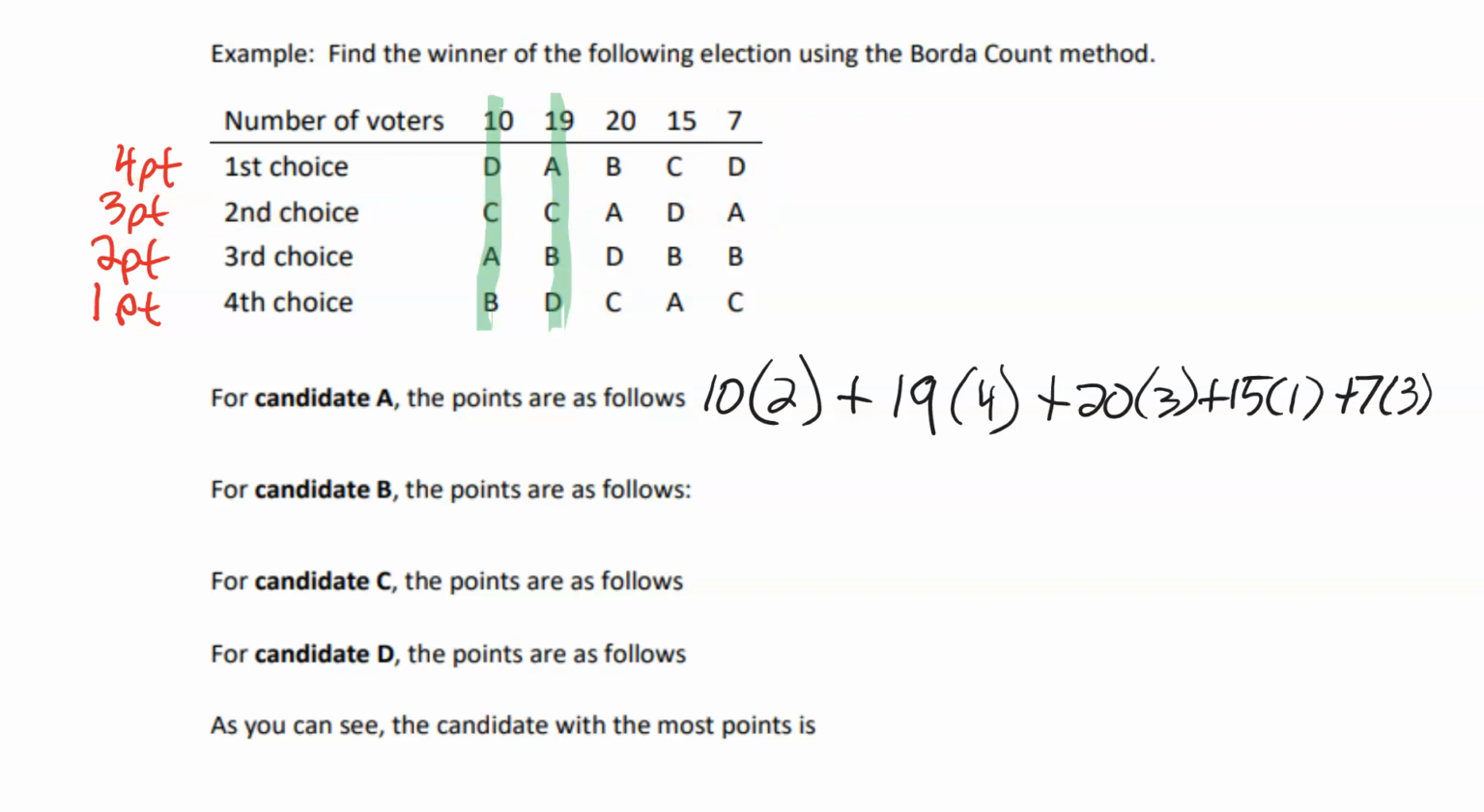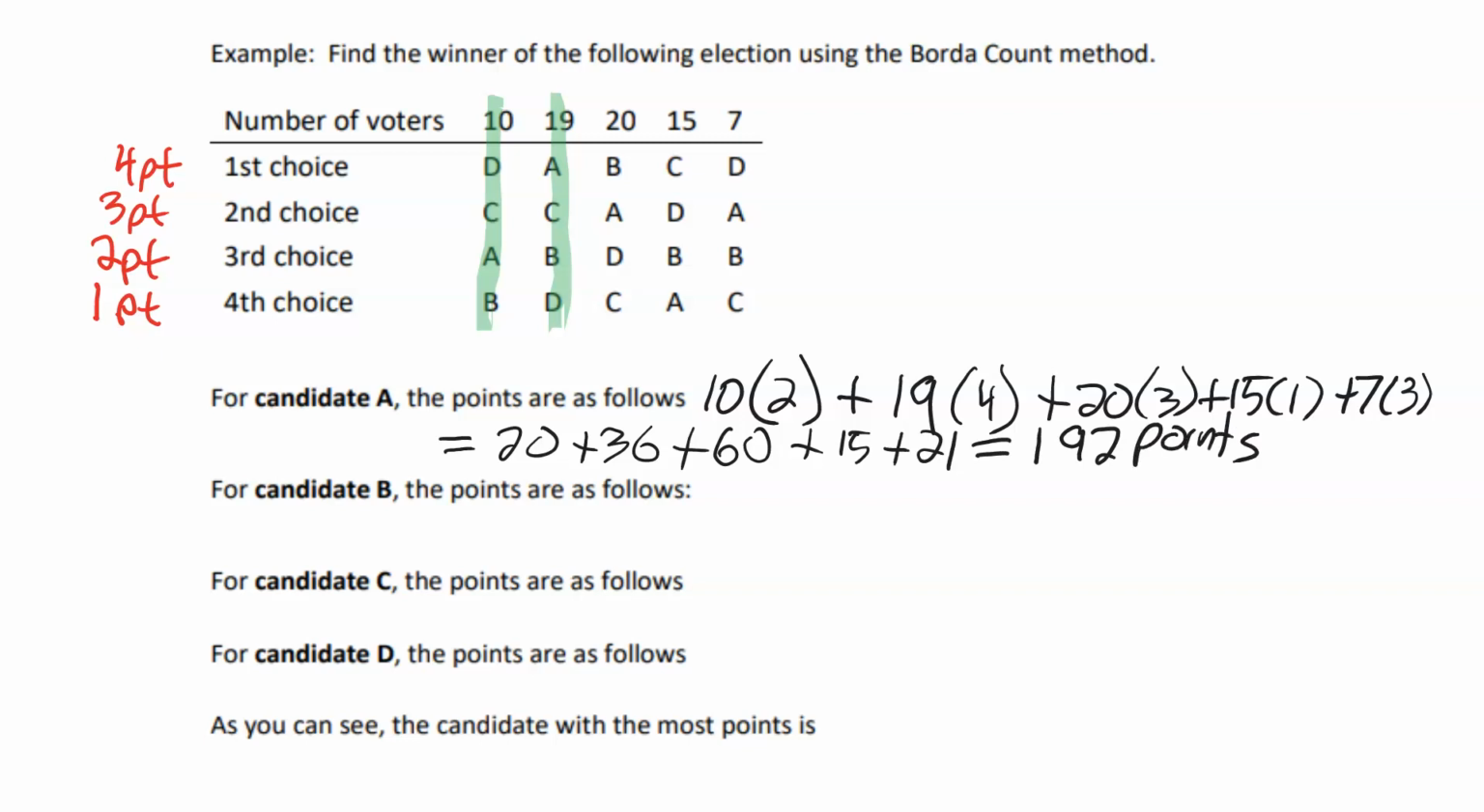Working this out with the column approach, you'll notice that the numbers at the top of the column, representing how many votes, are multiplied by the points that candidate gets. So we have 20 plus 36, now I'm just multiplying these together, plus 60 plus 15 plus 21, and that ended up being 192 points. Now these aren't votes, these are points. That's candidate A.